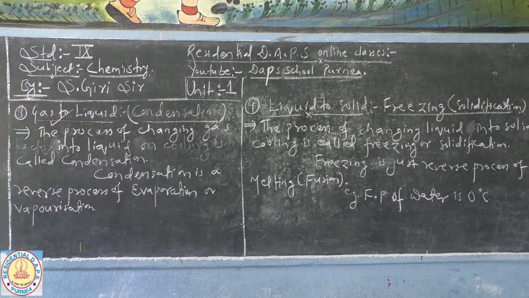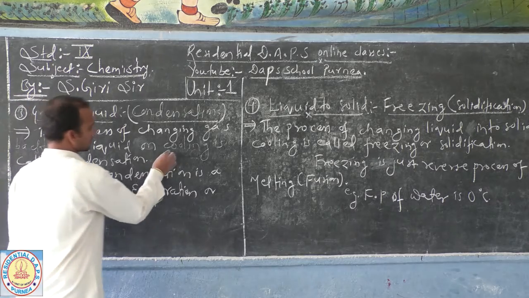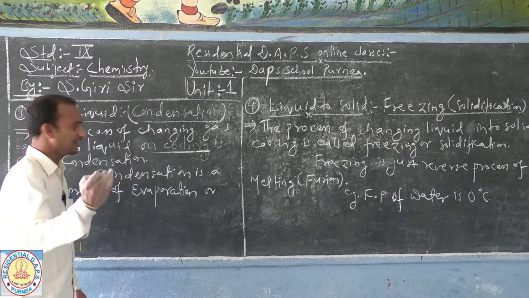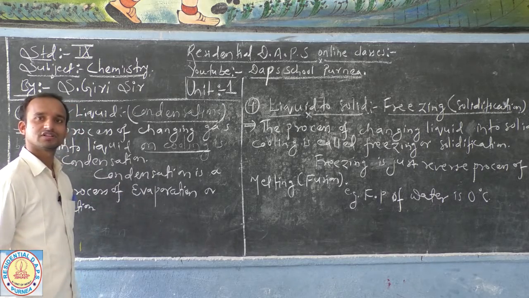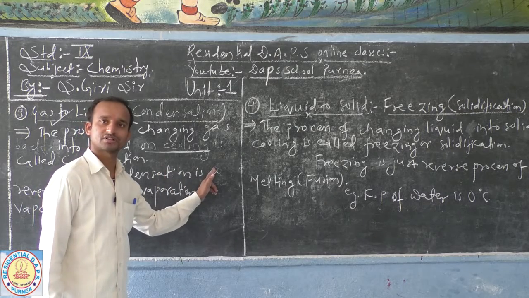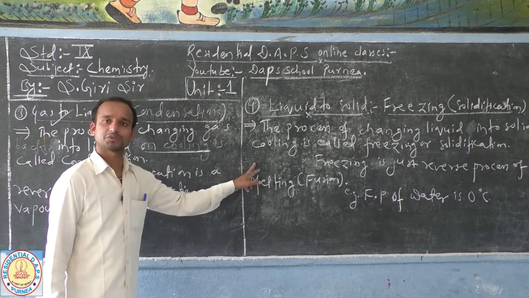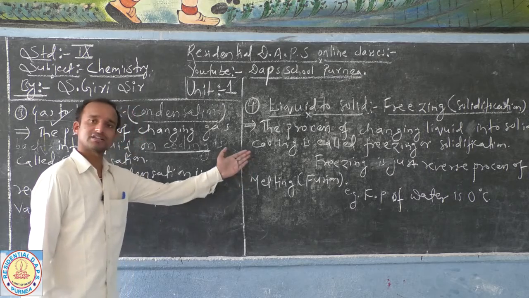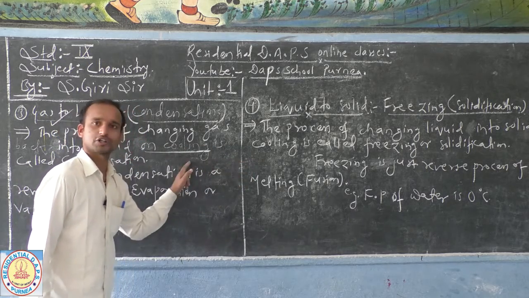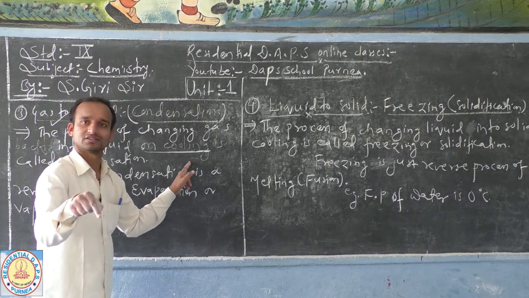Condensation means the process of changing gas back into liquid on cooling. Remember, not on heating, because we are now in the reverse process. Got the point? When you want to change solid to liquid, you have to heat. Liquid to gas, you have to heat. Now we are coming back, reversing the process. Gas to liquid means you have to cool.